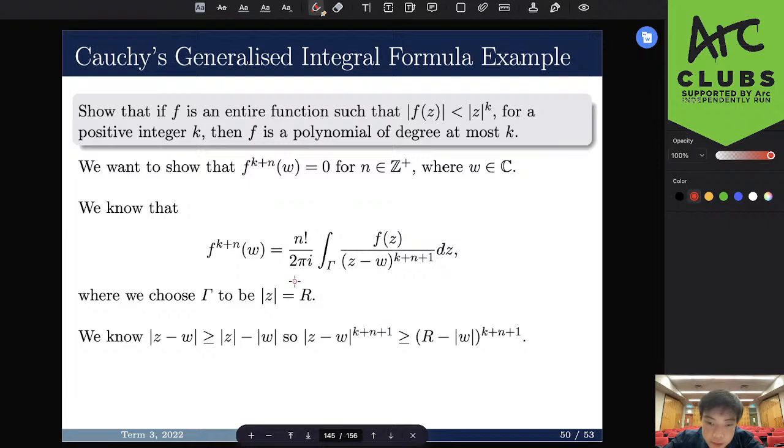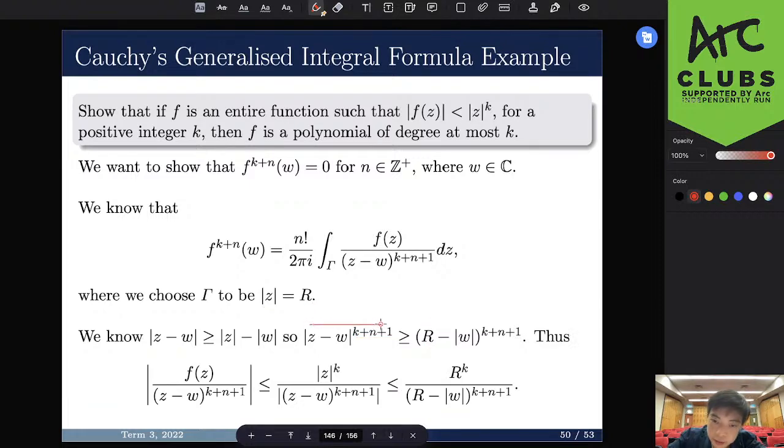So first we can use the circle inequality. So we know that the absolute value of z minus w is greater than or equal to the absolute value of z minus the absolute value of w. So we can also have both sides be to the power of k plus n plus 1. And then we can also sub in our r, which we have defined our modulus of z to be. So what we've done is then we've taken the reciprocal of both sides, and we flip the sign, right?